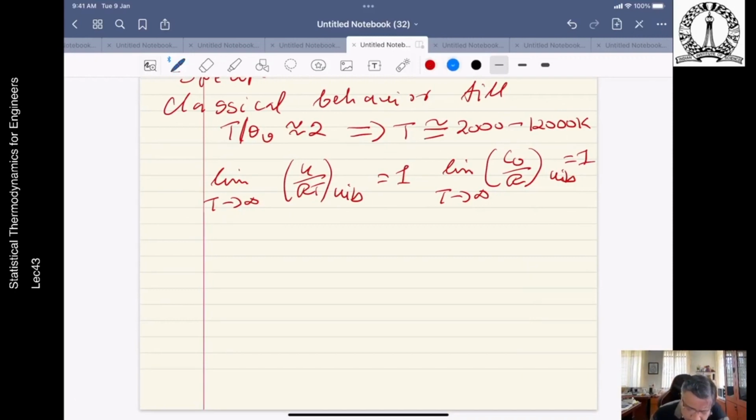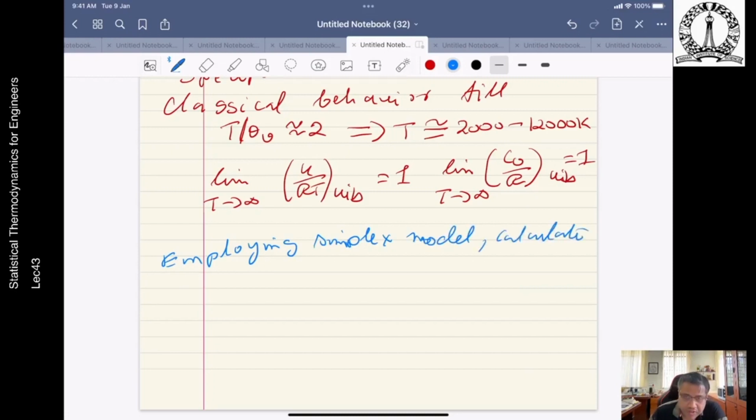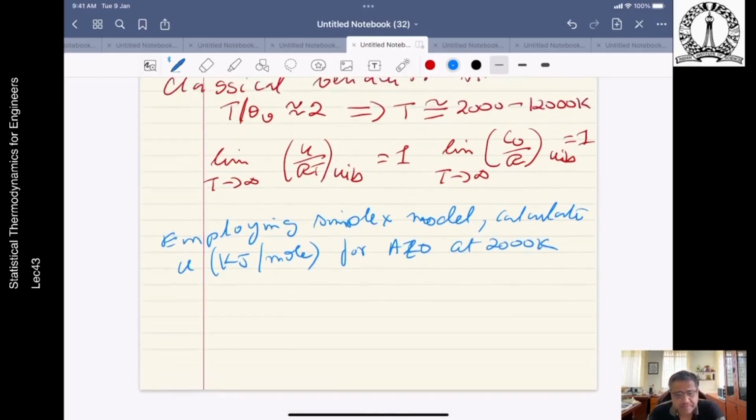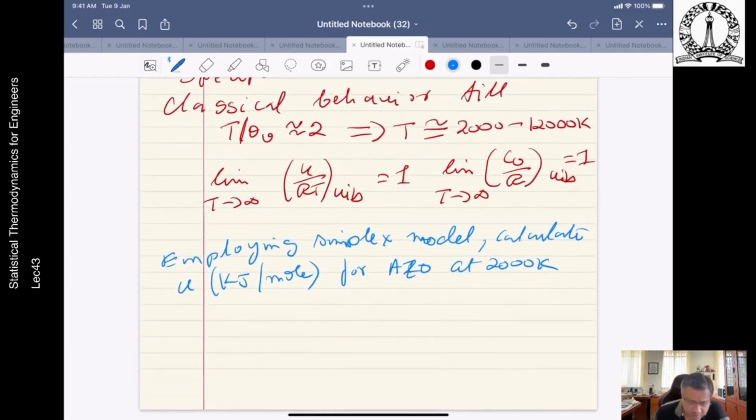So let's do a simple math problem now. Employing the simple model, calculate the internal energy U in kilojoules per mole for AlO at 1000 Kelvin. We already know what the internal energy will be composed of.